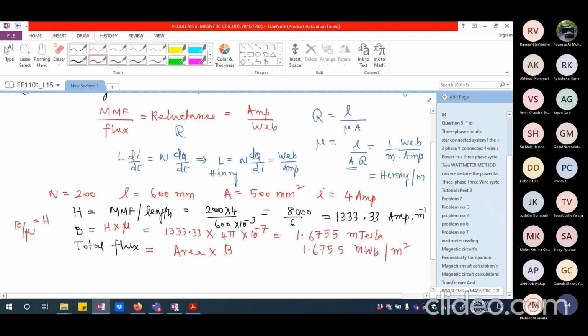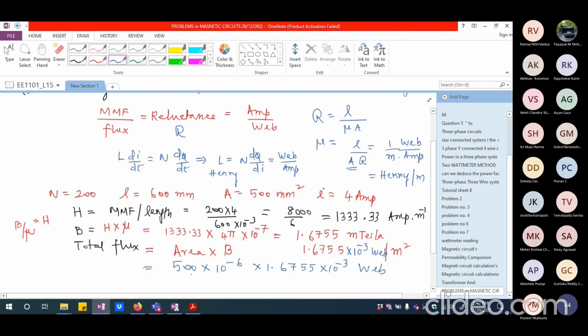Or 10 power minus 3 Weber per meter square. That is also fine. Now this area happens to be 500 millimeter square, which will be 500 multiplied by 10 power minus 6 meter square, multiplied by 1.6755 multiplied by 10 power minus 3 Webers.